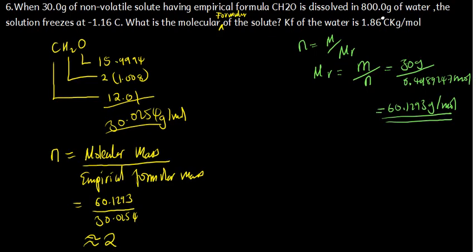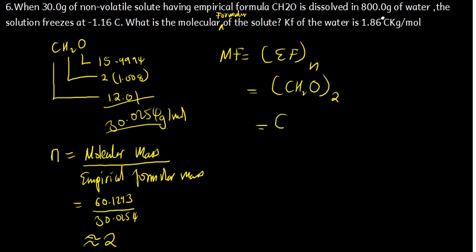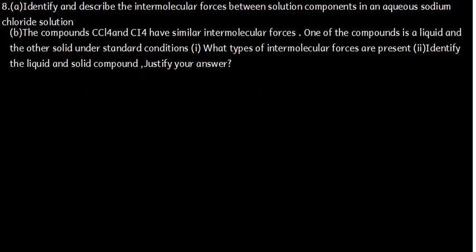Now we can determine the molecular formula. How do we get a molecular formula? Molecular formula is simply equal to the empirical formula times n. The empirical formula here we've been given is CH2O, and then n we've determined is 2. So this will give us a molecular formula which is C2H4O2, that becomes the value.